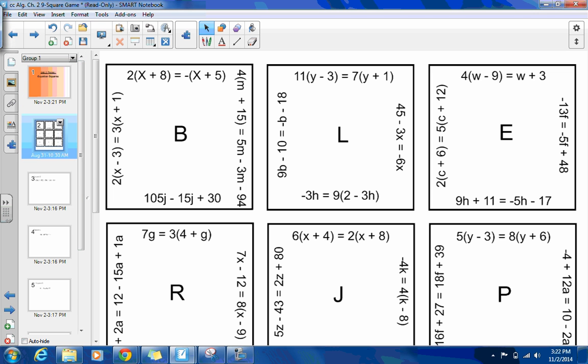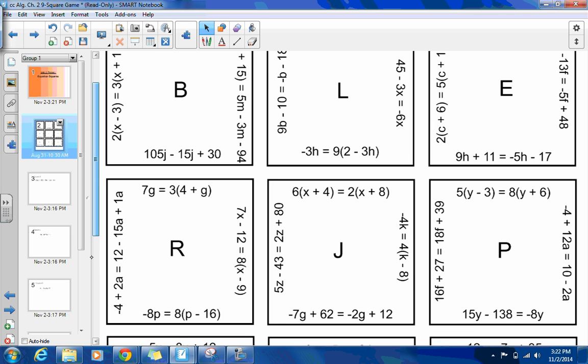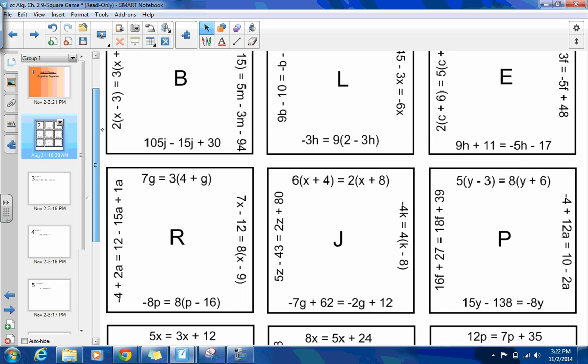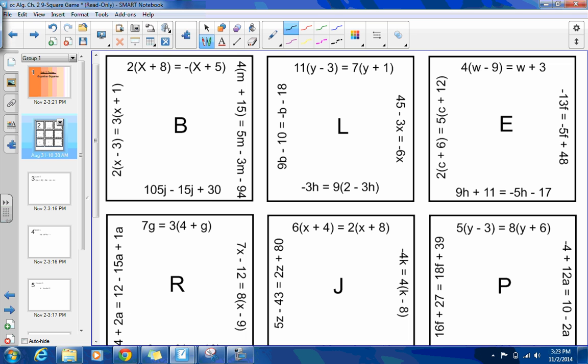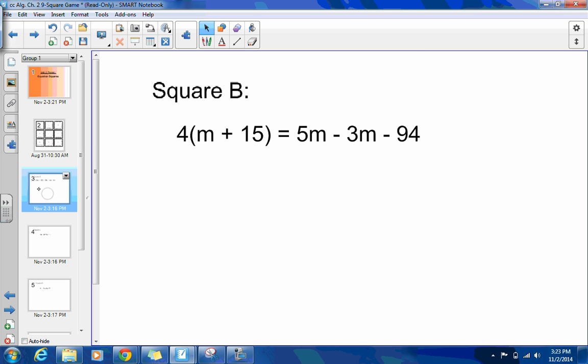All right, so this is what the equation squares look like. I believe it's the same as what your sheet looks like, all except for in square B here. Make sure you note that this bottom one, instead of being a minus sign, it's supposed to be an equal sign right here. And I know I changed it on most of the copies that you got, but it's supposed to be 105J equals 15J plus 30. All right, but we're going to go through one. The one that we're going to go through for B is the one on the right.